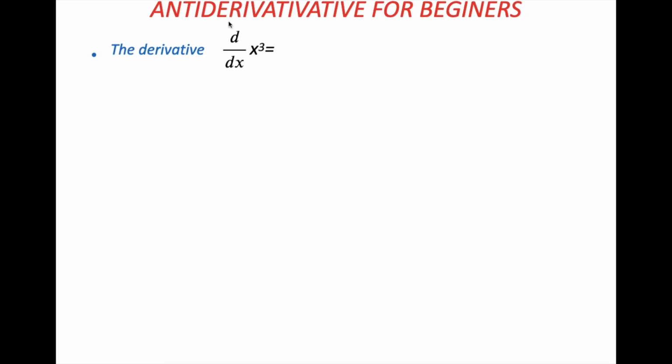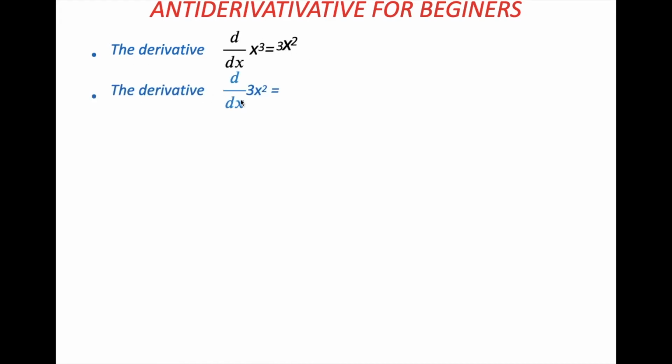So the derivative d over dx of x cubed. The rule is we bring the power down and we subtract 1 from the power. So x cubed, we bring the power down and we subtract 1 from the power. So 3 minus 1 is 2. So the derivative of x cubed is 3x squared.